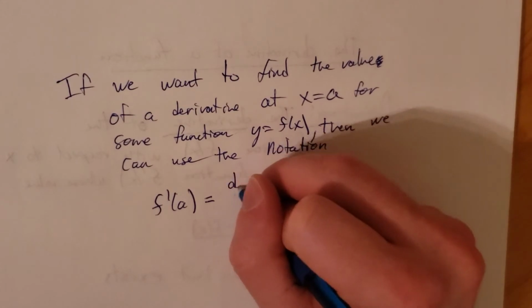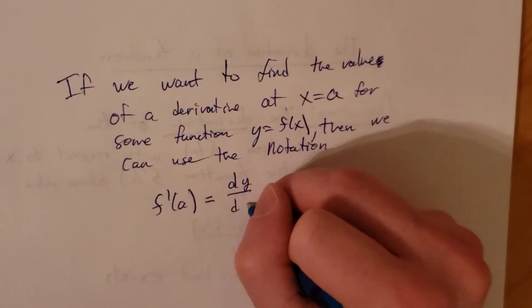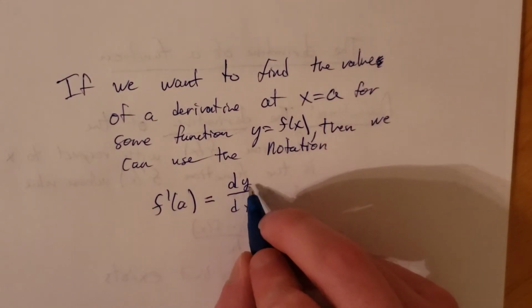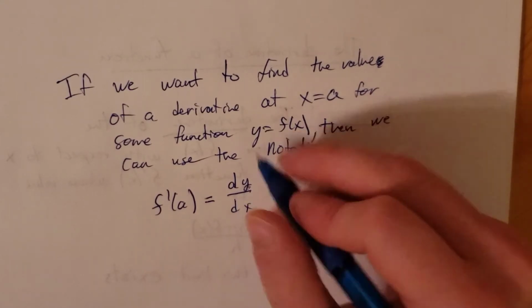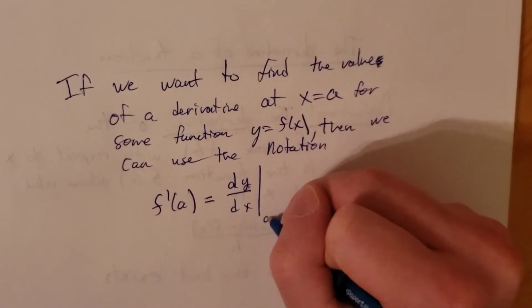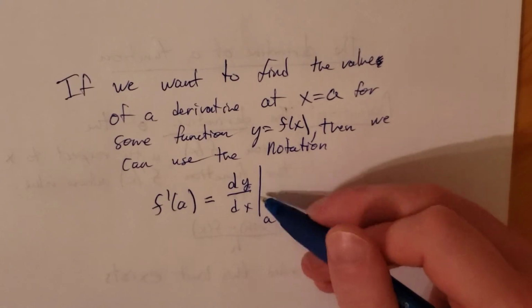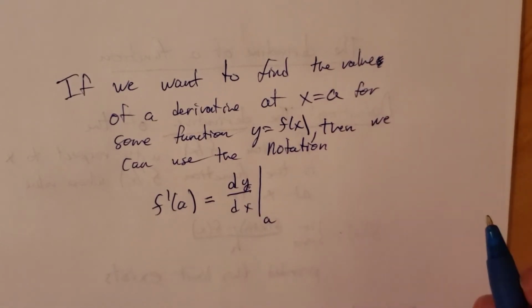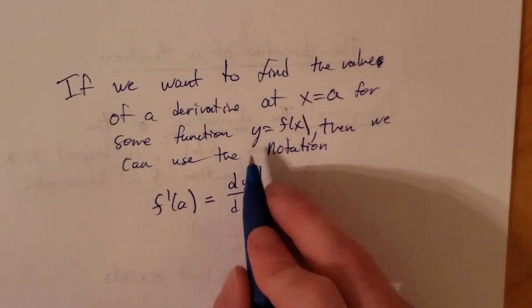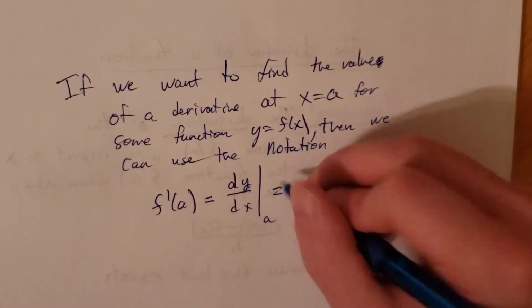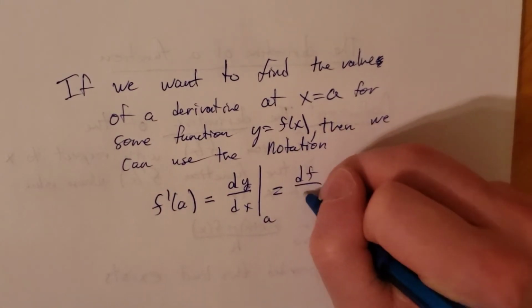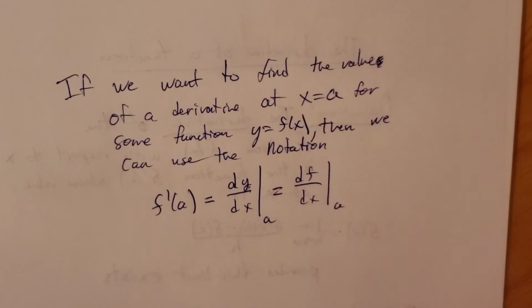Or you might see this, dy dx, right? Our function name is y here, so the derivative of the function y with respect to x evaluated at a. And so we have a vertical bar after that, and then with a subscript a. y is also the function f of x, so sometimes we might just see df dx evaluated at a.